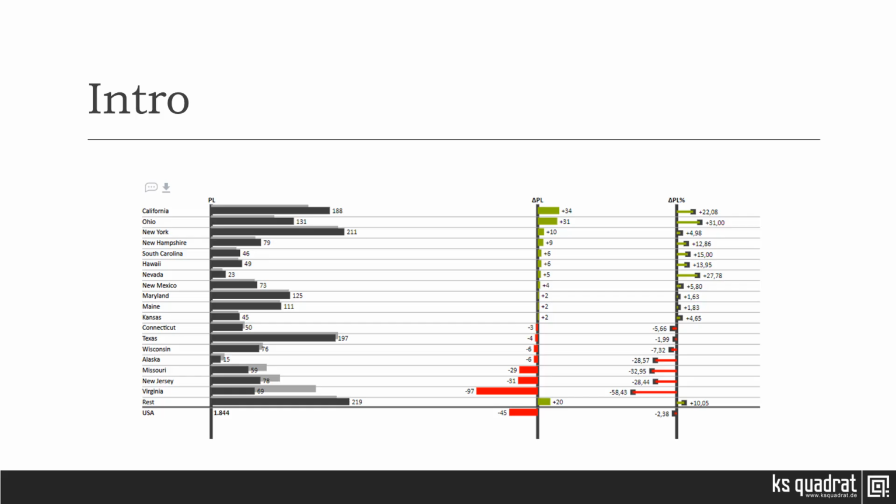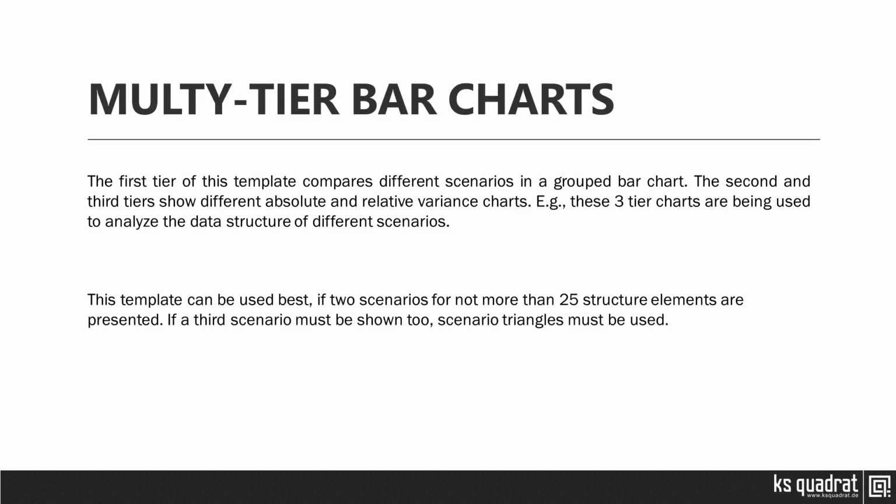Multi-tier bar charts. The first tier of this template compares different scenarios in a grouped bar chart. The second and third tiers show different absolute and relative variance charts. For example, these three-tier charts are being used to analyze the data structure of different scenarios.